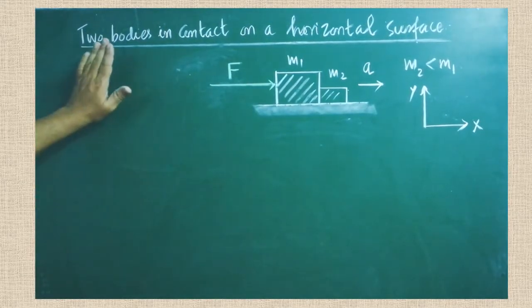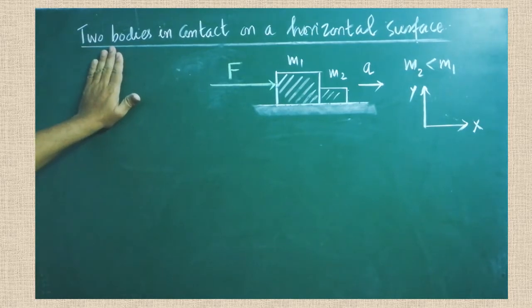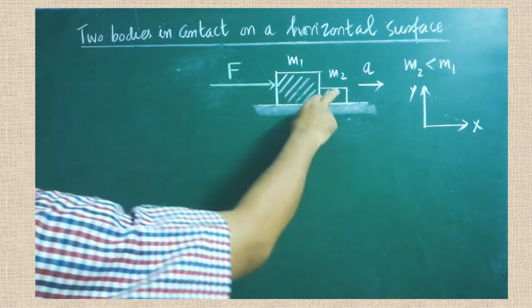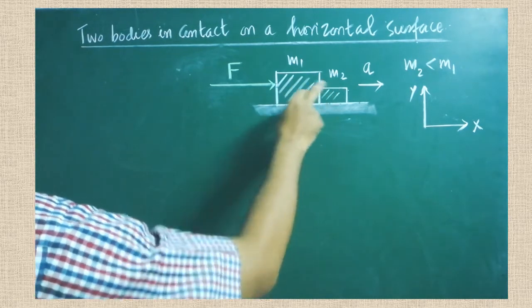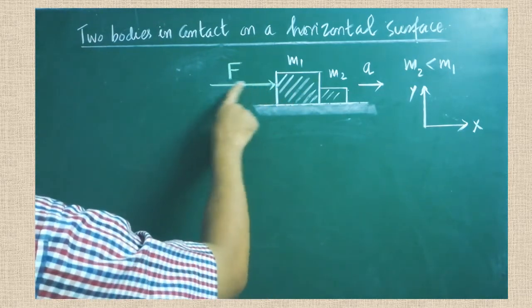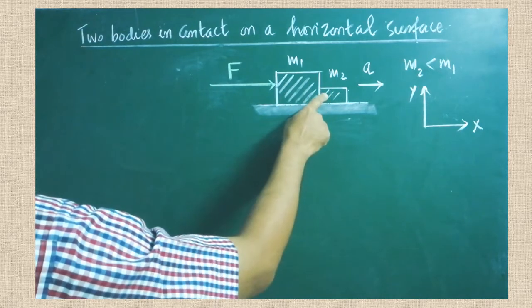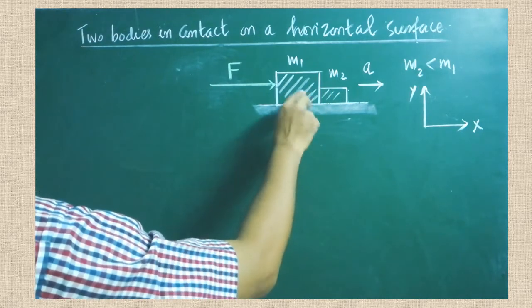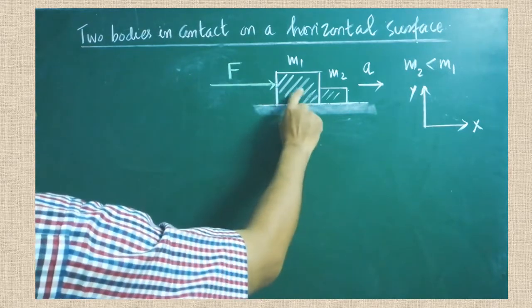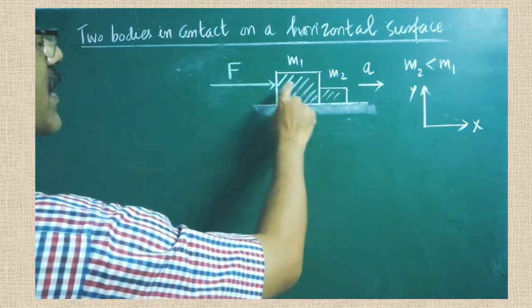Today we are going to learn about the topic of two bodies in contact on a horizontal surface. Look at the two masses, named M1 and M2, on which we are applying the external force. If an external force is applied on both bodies, and they are in contact and both are kept on a frictionless surface, then after the application of force both bodies will be moving together.